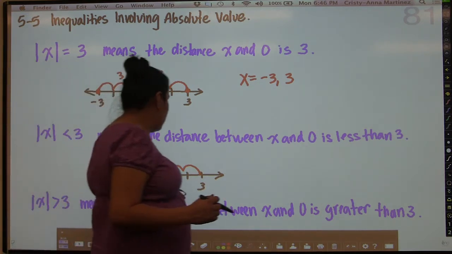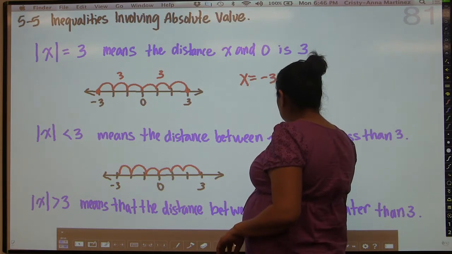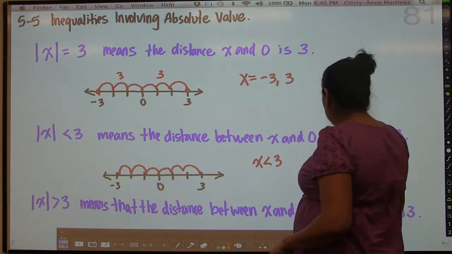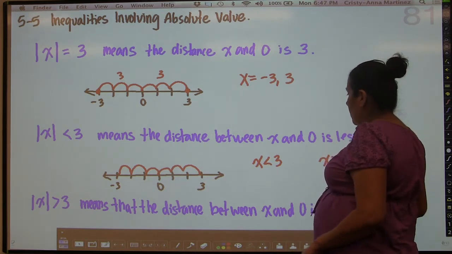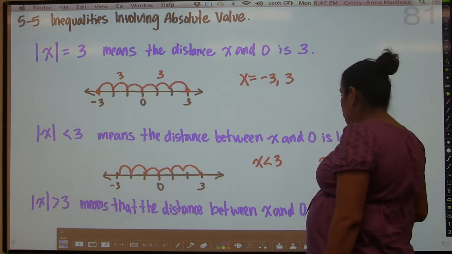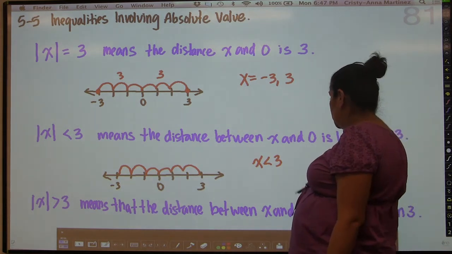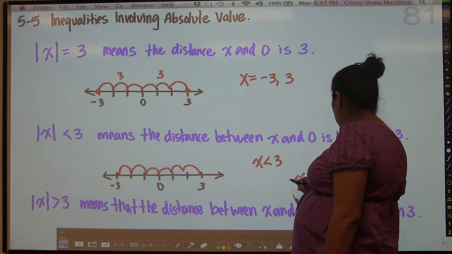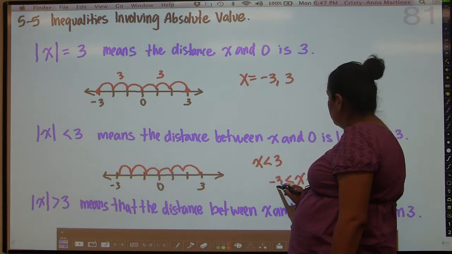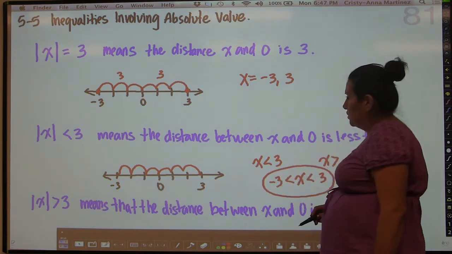But basically, it'll be any number that is less than 3 and any number that is greater than negative 3 that will satisfy this situation. So that's a compound inequality that you can write as a sandwich, which would be x is less than 3 but greater than negative 3. And this would be your solution in that case.